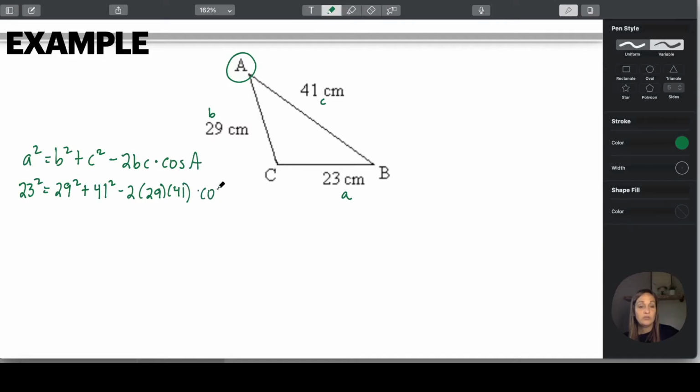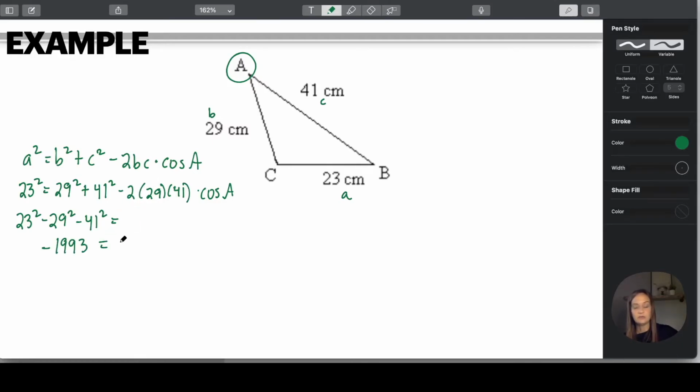And then we do not know cosine of A. So what we're going to do is first subtract 29 squared. And when you subtract 41 squared, we'll get 23 squared minus 41 squared. That is going to give us a negative 1993.